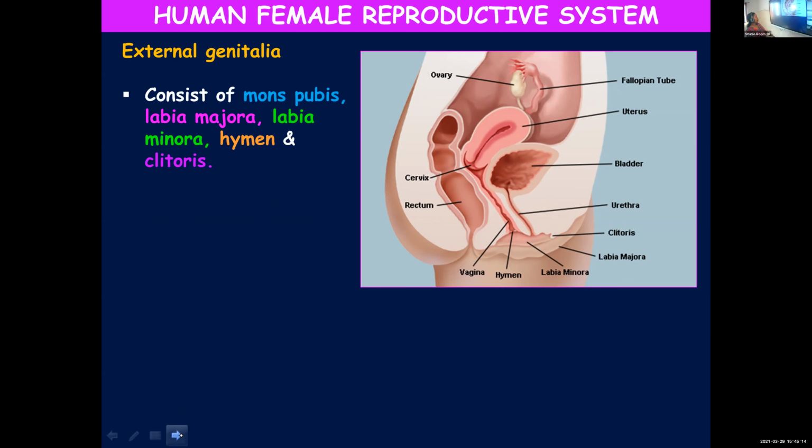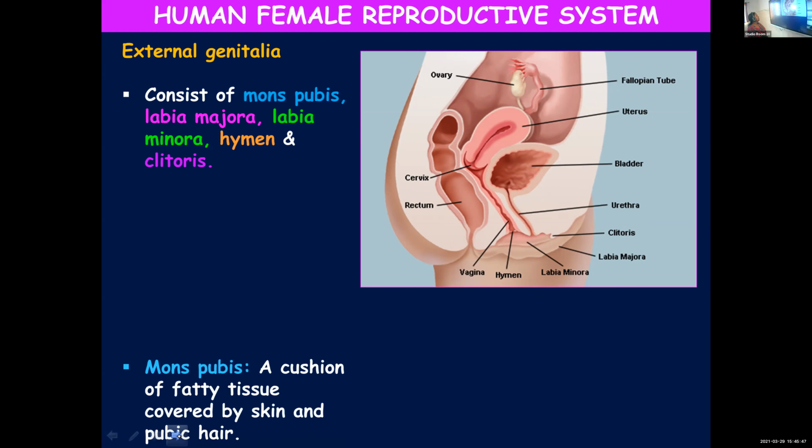It consists of external genitalia, which consists of different structures or parts like mons pubis, labia majora, labia minora, hymen, and clitoris. These are the different parts that make up external genitalia. In the human female, the external genital organs include mons pubis, labia majora, labia minora, then hymen and clitoris. So let us see each structure.